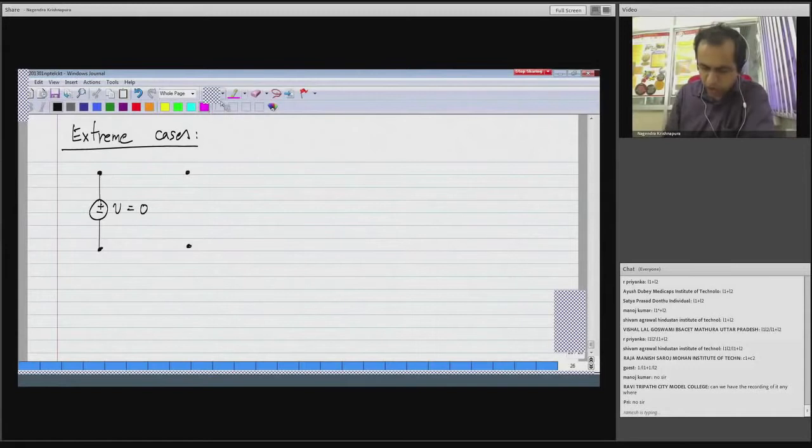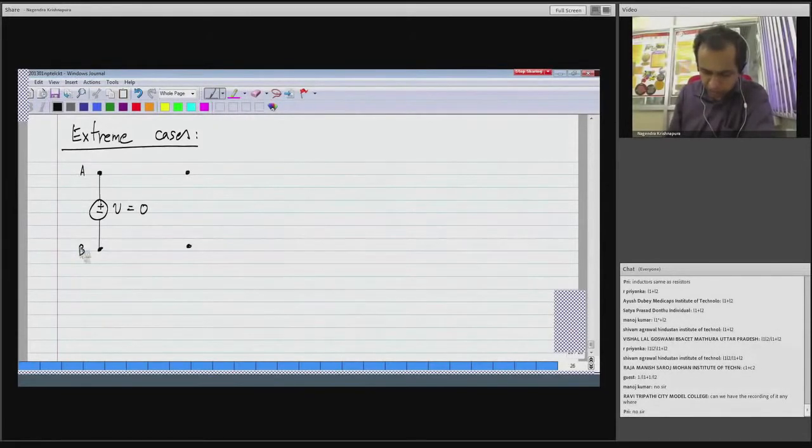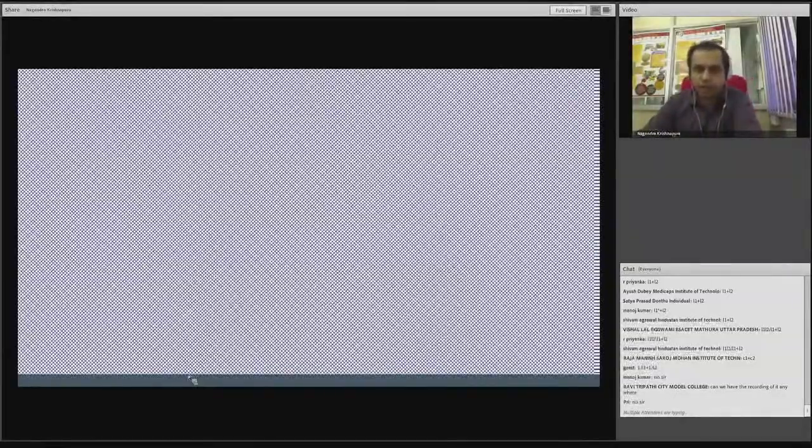Now you can call these terminals A and B if you wish. And I'll say that the independent voltage source's value is 0. So what will this be equivalently between A and B? My question is, we have an independent voltage source whose value is 0. So what is that equivalent to?